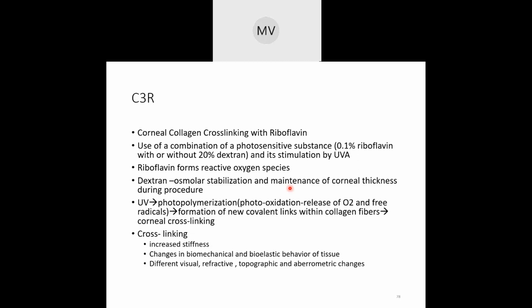So cross-linking increases stiffness and changes the biochemical and bioelastic behavior of the tissue. Different visual, refractive, topographic, and aberrometric changes can be observed because of the strengthening of the cornea.